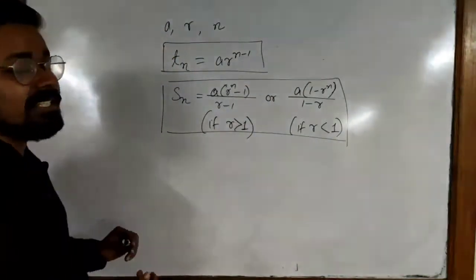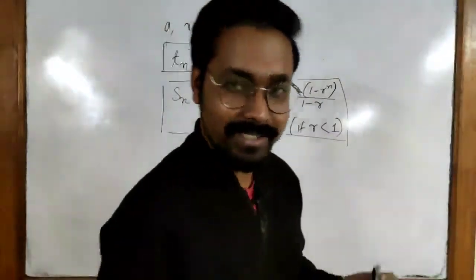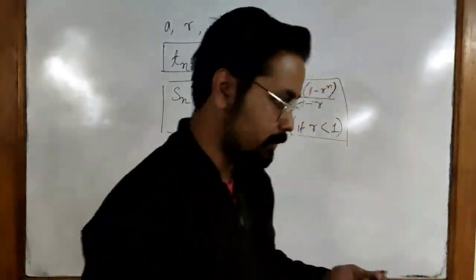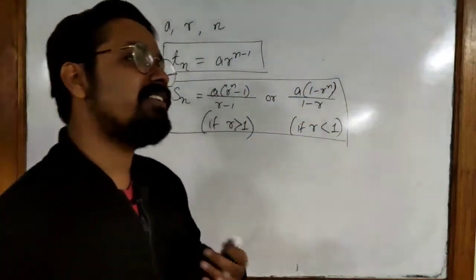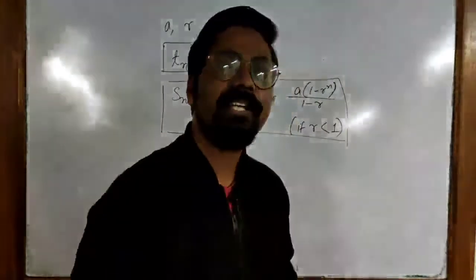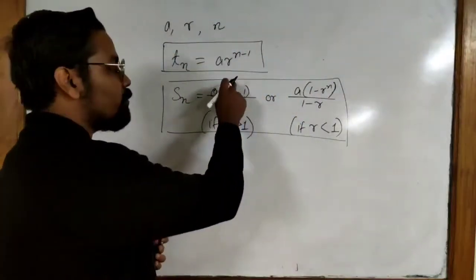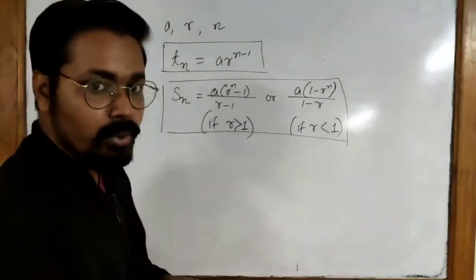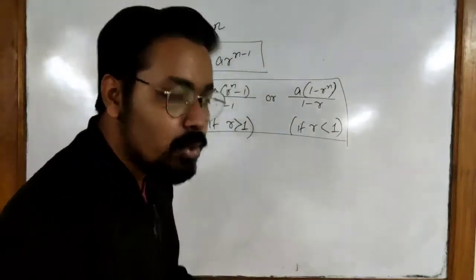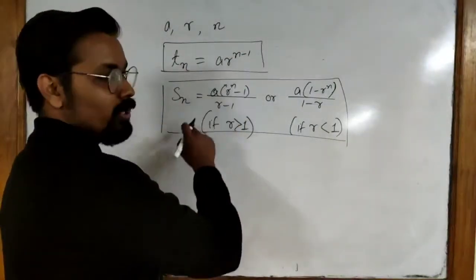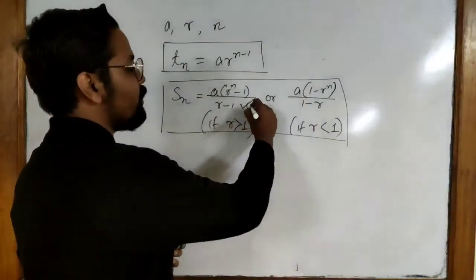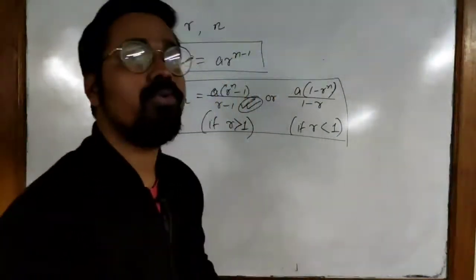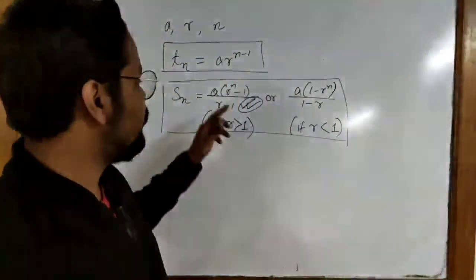Now in any case, if it is not mentioned whether r is greater than 1 or less than 1, suppose it is given that the common ratio is a variable x. In that case, what you do, you will use r to the power n minus 1 as the formula. If it is not mentioned, or if you don't get the value of r, until you get the value of r, you will use this formula, not the other one. Okay, this is the one you need to follow when the value of r is not given, and you can't find it out directly. So this formula we are going to use.